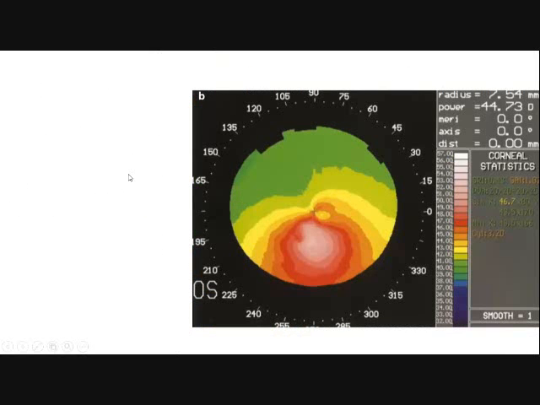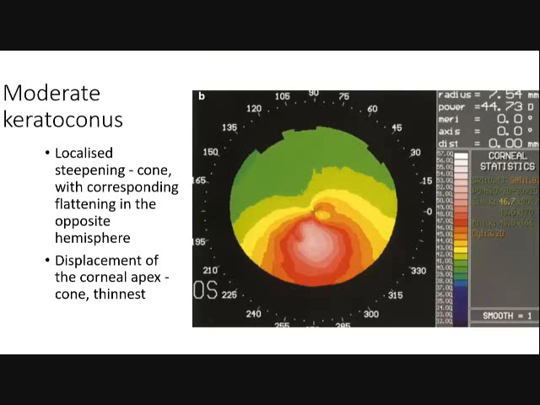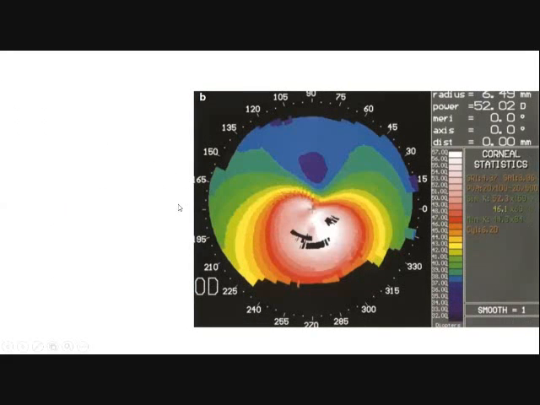Now, what about this one? So inferior, the cone is lying inferiorly. Good. So this is infrocentral. And what about the severity of astigmatism? Is it bow tie appearance or very asymmetric pattern? So it's an inferiorly located cone, not a bow tie pattern. Good. So it is a cone, there is localized steepening and the corresponding flattening in the opposite hemisphere. So what about this one?